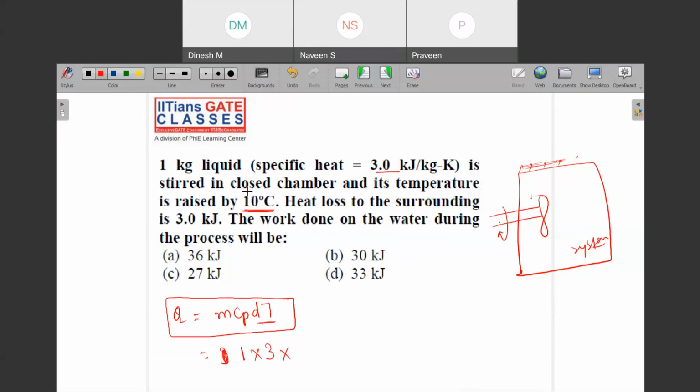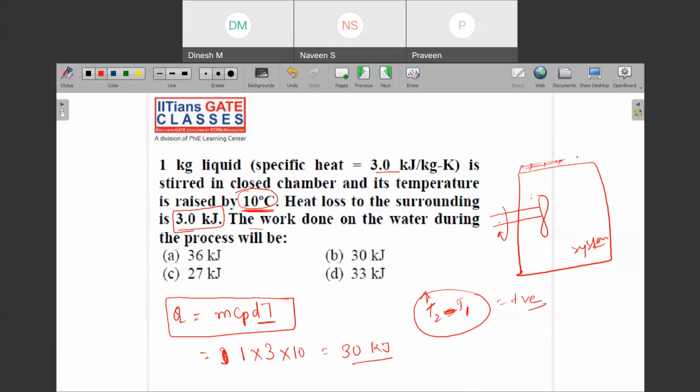And what about dT? It says that the temperature is raised. That means T2 minus T1, and T2 is higher, only then is it raised. That means this is a positive value. So can I write down Q is 1 into 3 into 10? That means this is 30 kilojoule of heat you are supplying. And then it says that heat loss to the surrounding is 3 kilojoule.